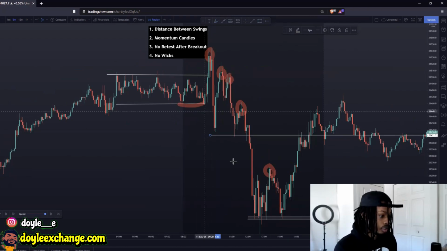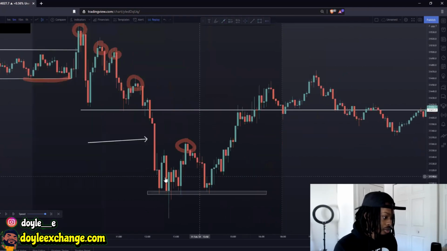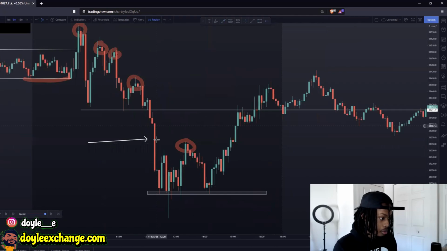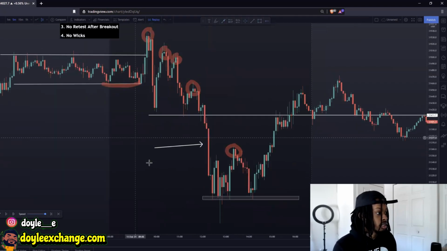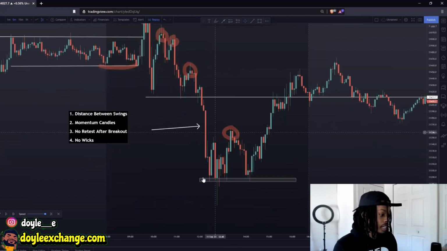Okay. This candle right here, you see this candle right here? It didn't have any wicks. You can count this little baby wick, but that's not really a major wick. So this is a momentum candle pushing the market down. So that's another indicator. Now once it comes down, it starts throwing wicks.